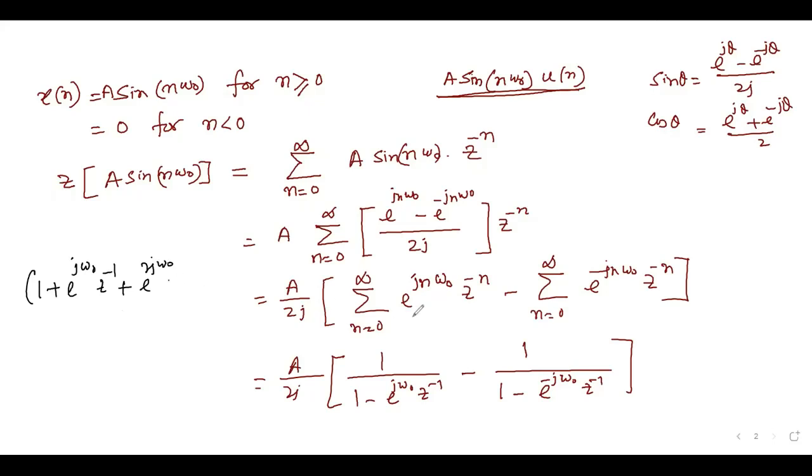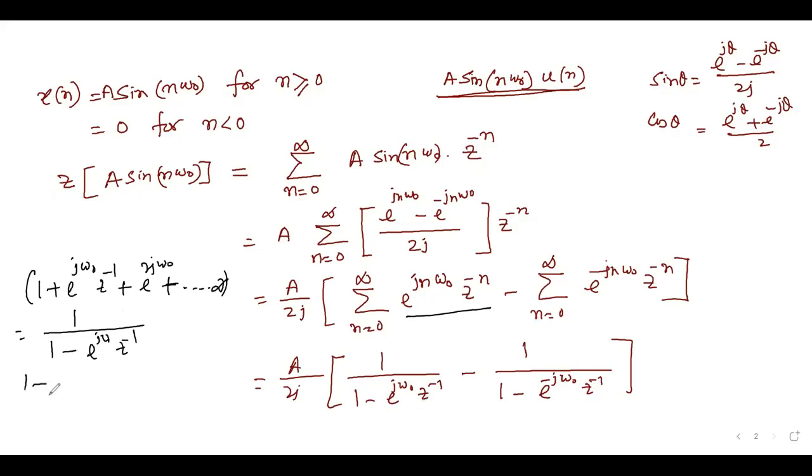This is the first term. You can write this as a series up to infinity. That means here the first term is 1. Second term, what is the common ratio? The common ratio is e to the power minus j omega 0 z to the power minus 1. This is the sum I have written here.